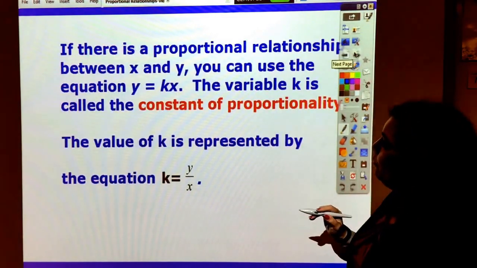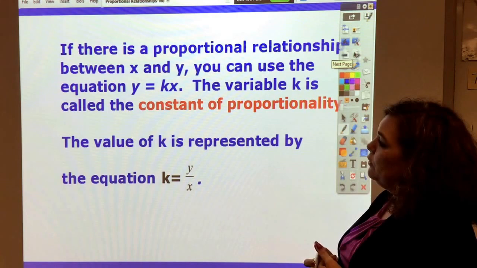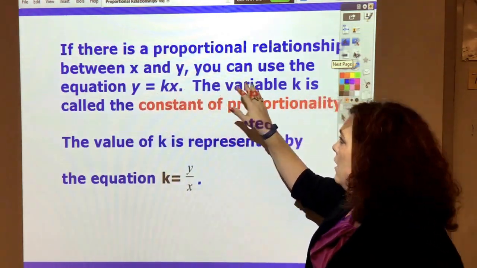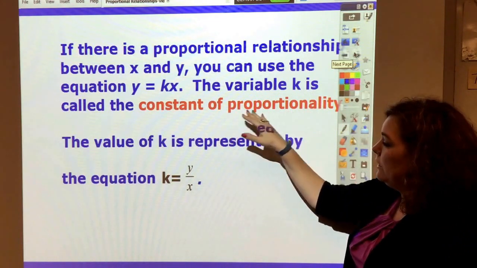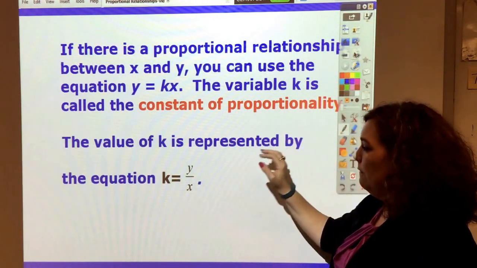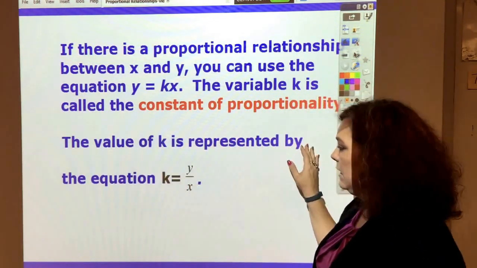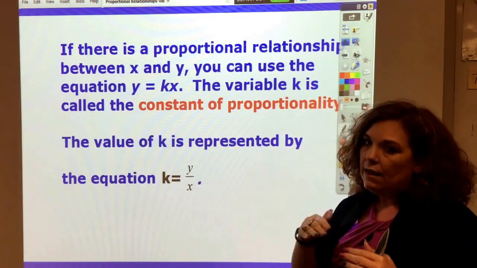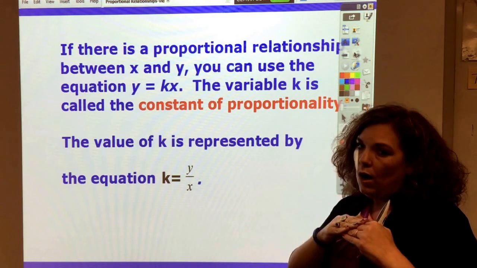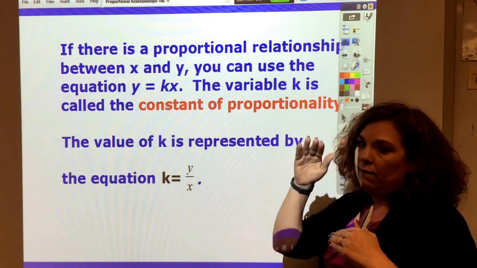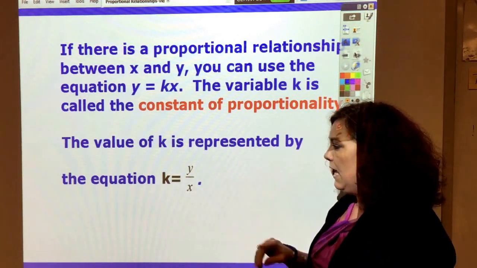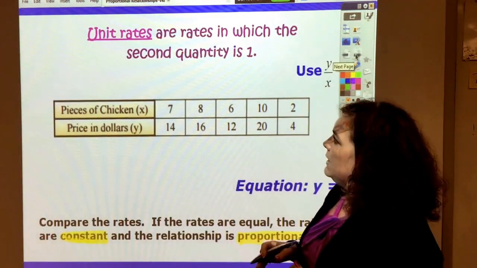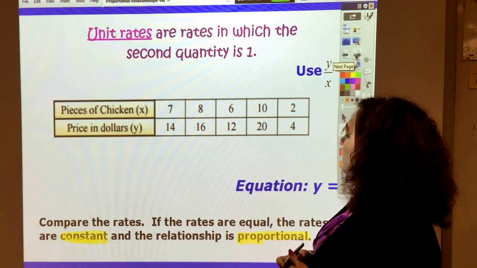If there's a proportional relationship between X and Y, you can use the equation Y equals KX. The variable K is called the constant of proportionality. The value of K is represented by the equation K equals Y over X. And that's where I was showing you the Y divided by the X, which equals K. So unit rates are rates in which the second quantity is 1.